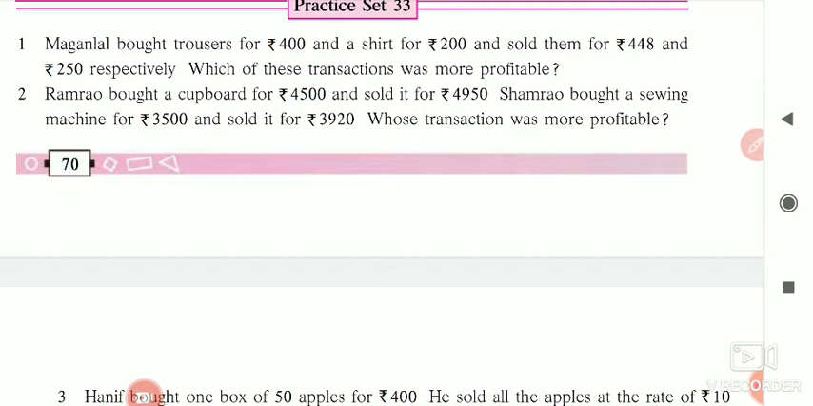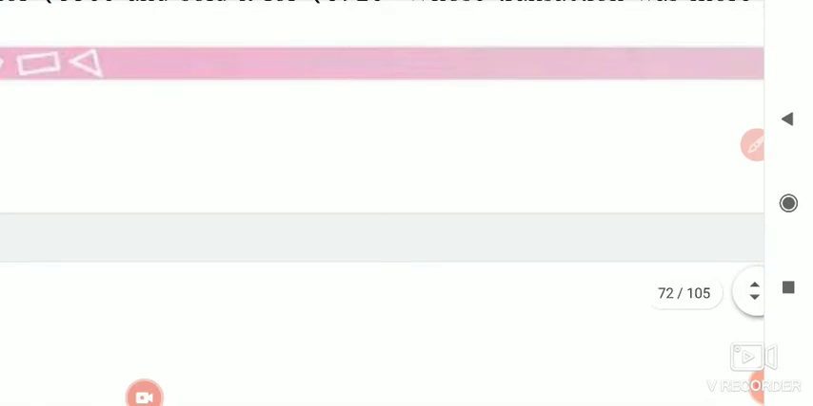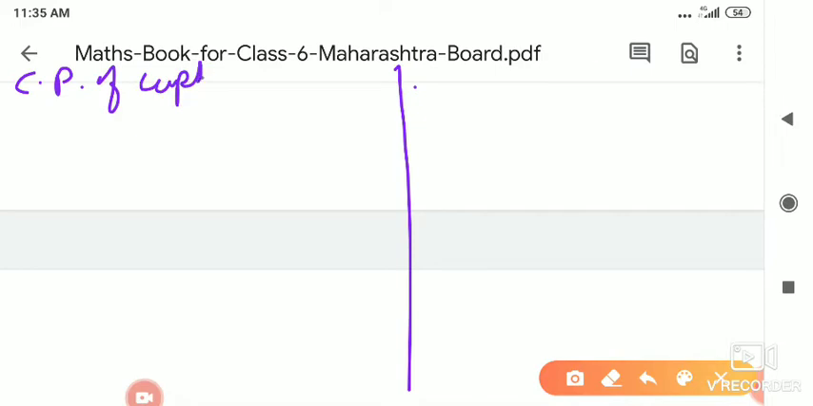Okay, so here solve the example. Here Ramrao and Shamrao both are there. So Ramrao, and here it is Shamrao. First of all we will find out the profit percent of both Ramrao and Shamrao. So let's divide this part into two. So here the CP of cupboard is equal to 4,500 rupees.